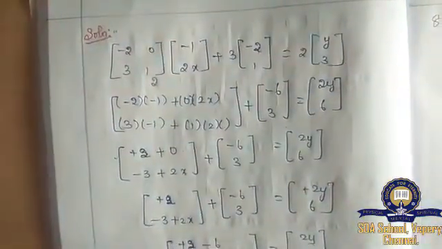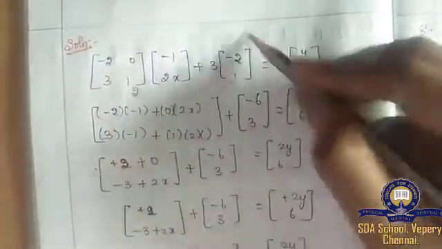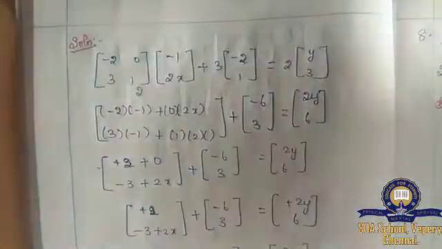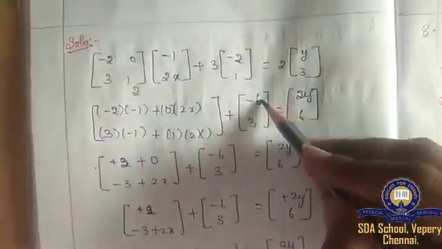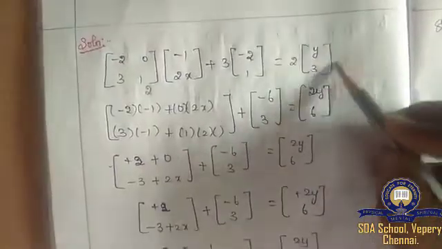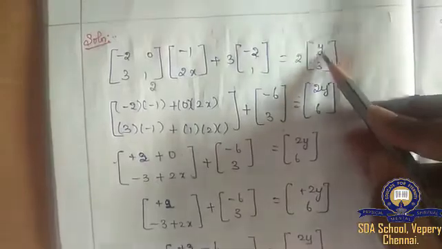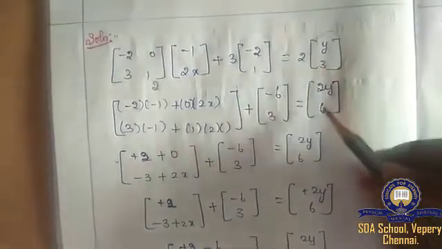Now what do I have to do? I have to multiply all the elements present in this matrix with 3. Now what will happen? 3 into minus 2 is minus 6, 3 into 1 is 3. Here also I am going to multiply all the elements with 2. What will happen? 2 into y is 2y, 2 into 3 is 6.